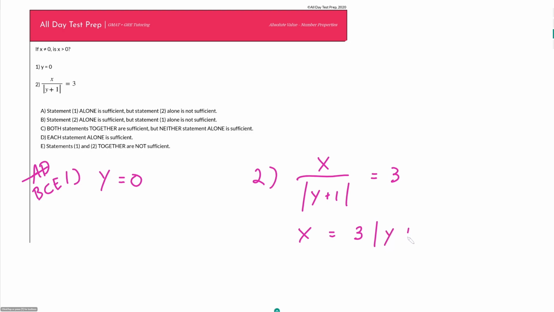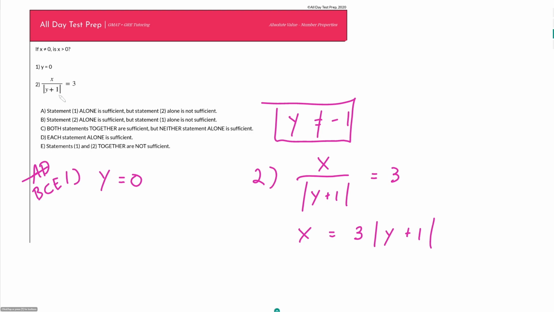Now remember, in statement 2 by itself, I don't really know anything about y. Or I should say, they don't tell me anything about y. But one thing I can conclude is that y cannot be equal to negative 1. Because if y were equal to negative 1, we would have a denominator of 0 here, and that cannot be true. So what this is also telling us is the absolute value of y plus 1, since that cannot be equal to 0, must be positive.